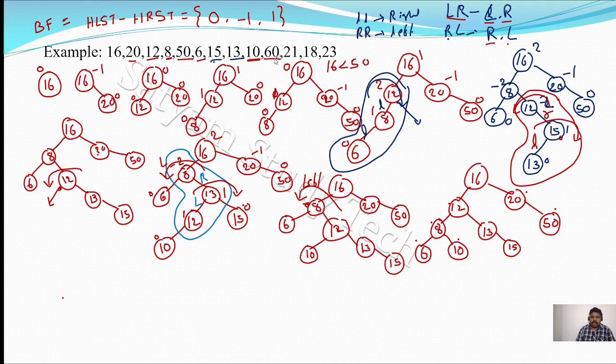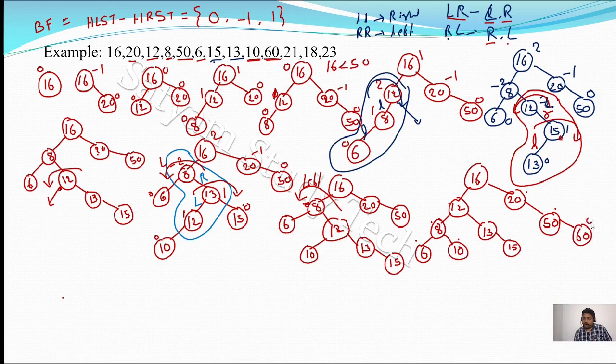Okay, so it is balanced. So you have to add the next element, that is 60. Where can you add 60? You can add 60 here. Just compare with 16, compare with 20 and compare with 50. So 60 is added here. Okay, now we can check again. Again, I have to check.